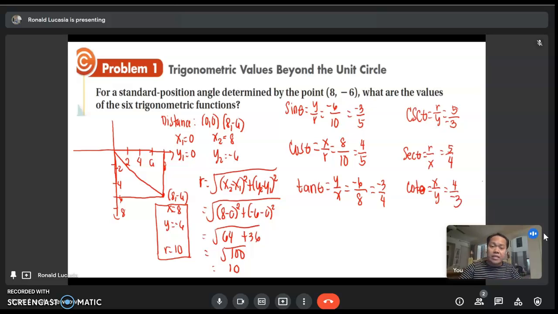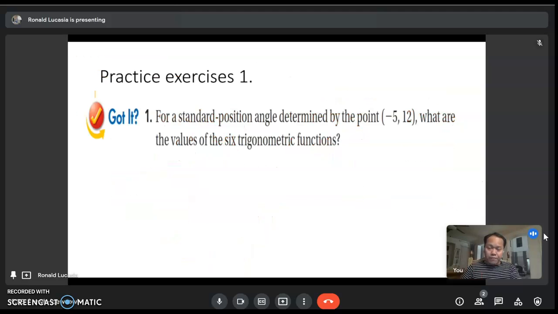So we now have the values of the 6 trigonometric functions. I want you to try the practice exercises and then submit it through Go Formative.